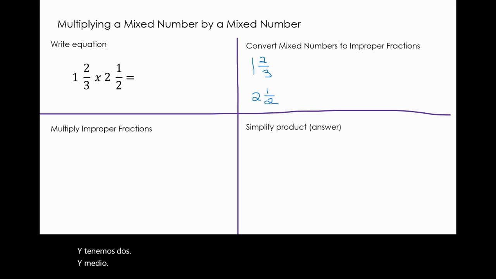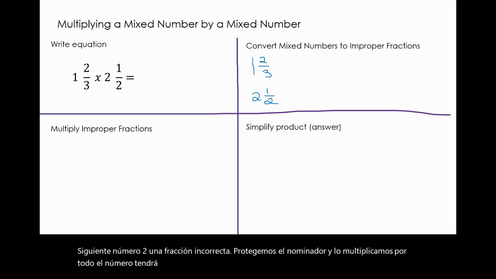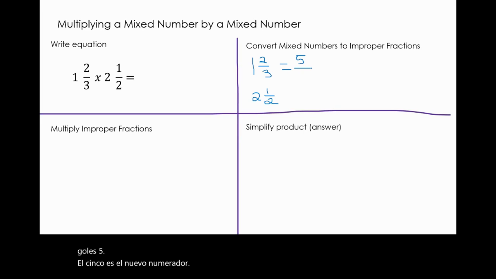So to convert our mixed number to an improper fraction, we take our denominator and multiply it by the whole number. So we'll have 3 times 1, that equals 3. Then we add the numerator. So 3 plus 2 equals 5. So 5 is the new numerator, and we keep 3 as the denominator.